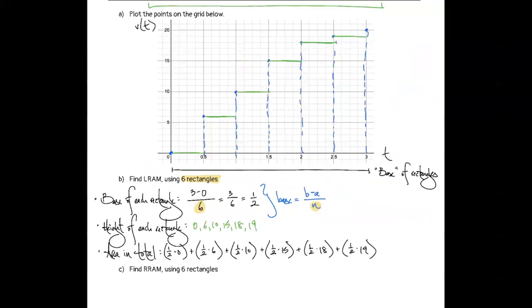What would be a more efficient way of writing this? Like if I didn't want to sit and write out every single rectangle and its area, what would be a more efficient way of writing that?